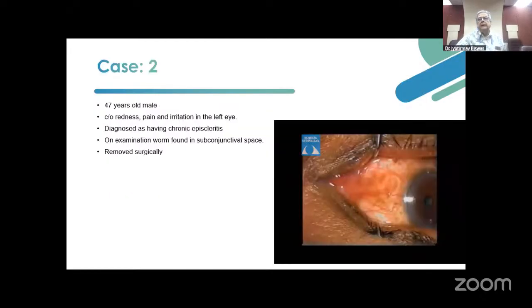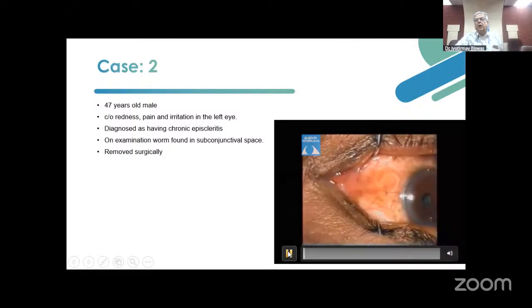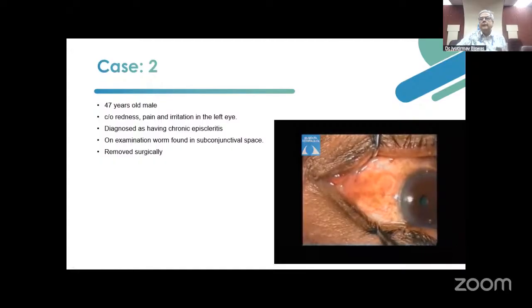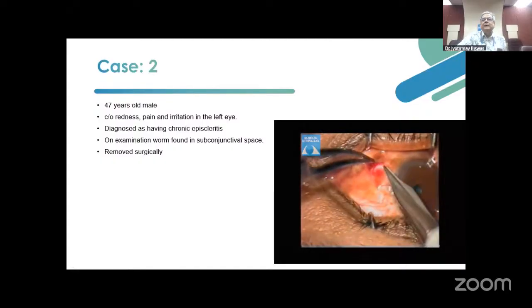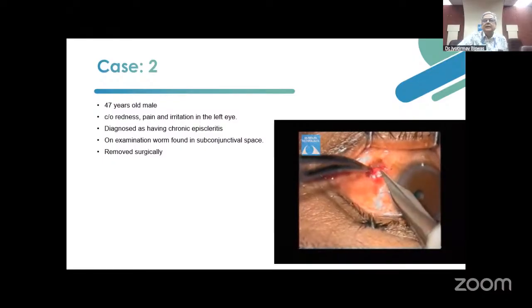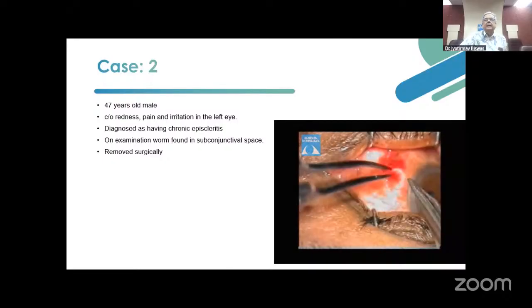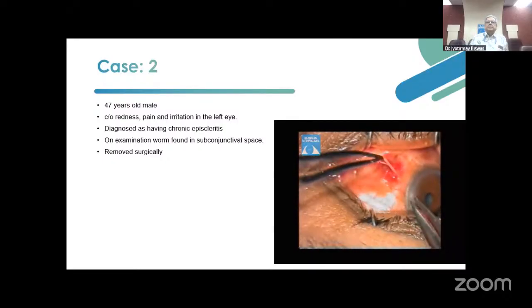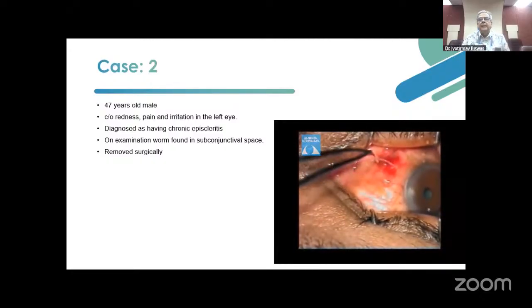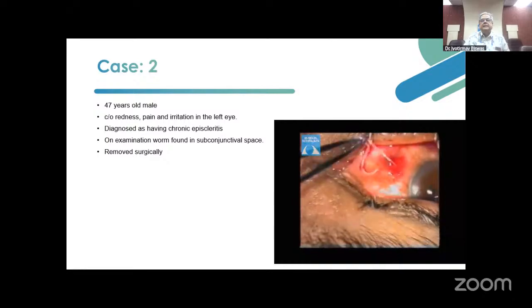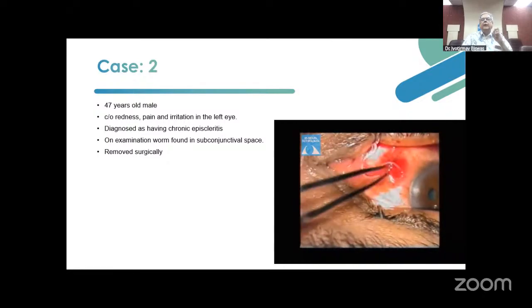And this is a Dirofilaria of the subconjunctiva. Redness and pain for 2 years. This is more common in Kerala. The diagnosis was chronic episcleritis. On examination, they found the worm sitting over there, a coiled worm. And you see that this is not a long worm. This is a long one. Subconjunctival Dirofilaria. Just make a nick in the conjunctival space and then it's removed. You see the long worm.